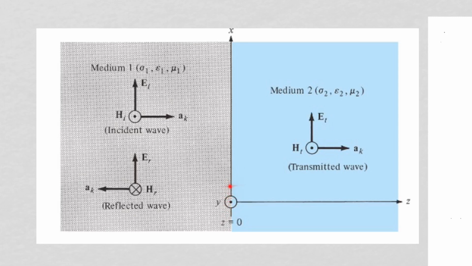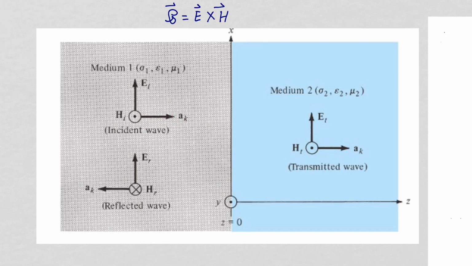So the xy plane is the boundary between the two materials. We'll have an incident wave, a reflected wave, and a transmitted wave. The incident wave is propagating in the plus z direction, so when the electric field is in the plus x direction, the magnetic field has to be in the plus y direction, so that E cross H, the power flow, is in the plus z direction.